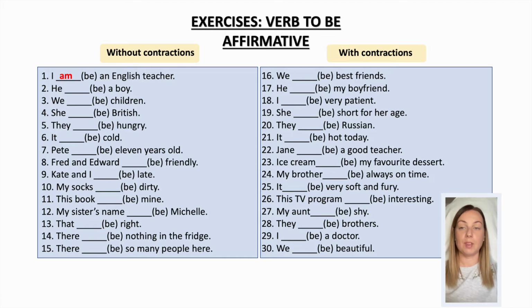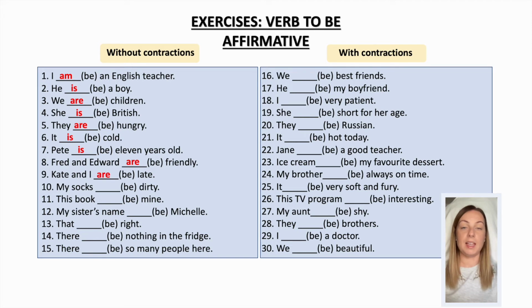Number 1, I am an English teacher. Number 2, he is a boy. Number 3, we are children. Number 4, she is British. Number 5, they are hungry. Number 6, it is cold. Number 7, Pete is 11 years old. Number 8, Fred and Edward are friendly.